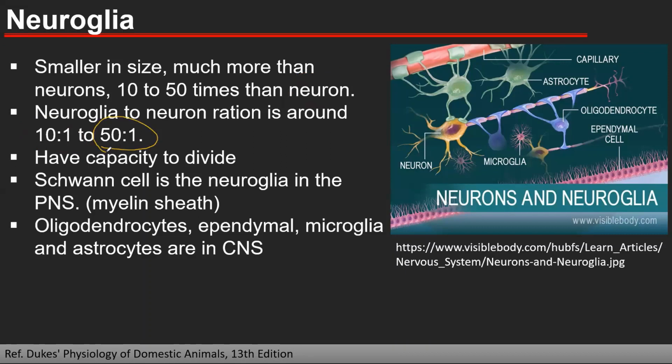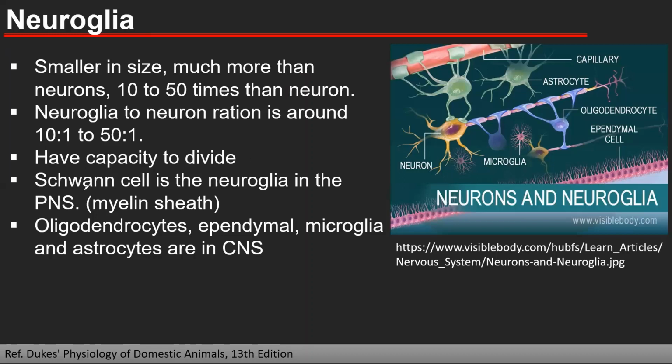In my previous video, when I took notes from Cunningham Physiology, I gave a maximum of 10 to 1. But in this book, Dukes' Physiology, it is mentioned as 10 to 1 to 50 to 1. So the neuroglia are much more numerous than neurons in the nervous system. Neuroglia have the capacity to divide. On the other hand, neurons cannot divide. Because of that, neuroglia form a scar when there is neuronal damage or some area of the nervous system is damaged. The damaged tissue is removed, and the neuroglia multiply and fill up the gap.